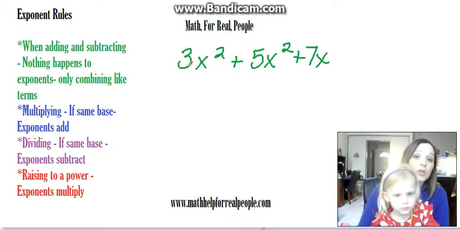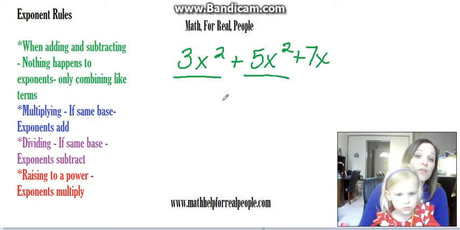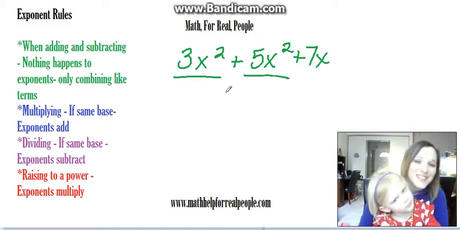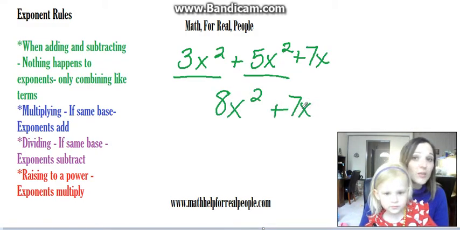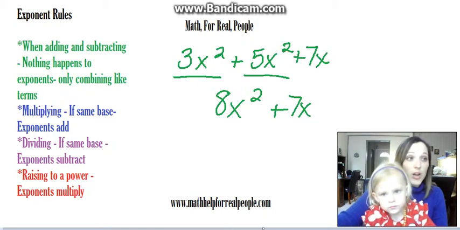The only terms we can combine here are the x's squared. So there's a 3x squared and a 5x squared. The coefficients are the only things that can come together. So we have an 8x squared plus 7x, and you can't combine anymore because there's none with the same variable to the same exponent. So you're done. So that's adding and subtracting.